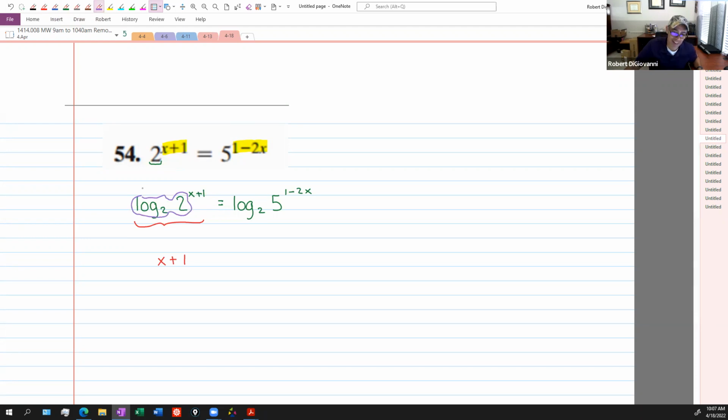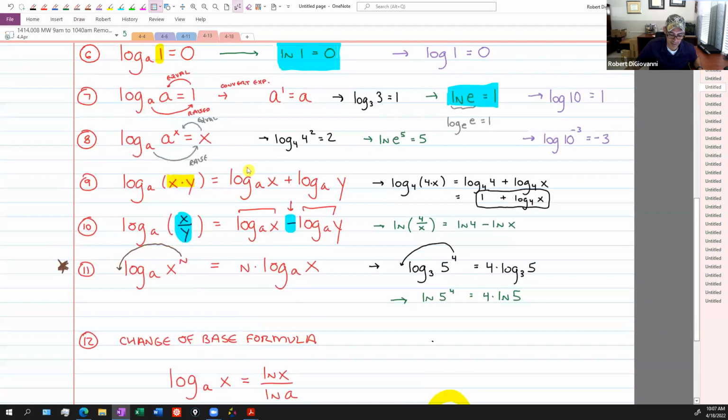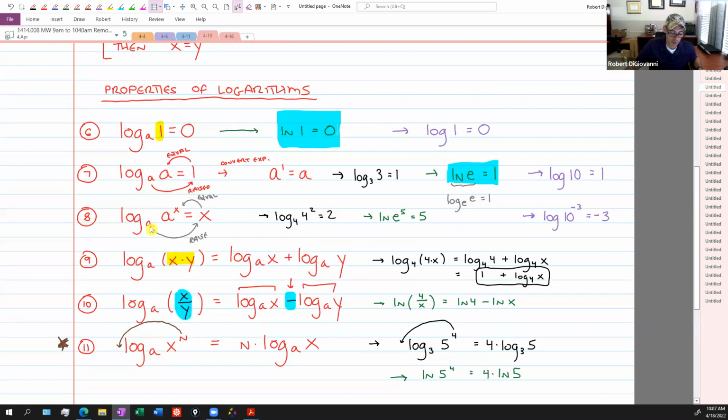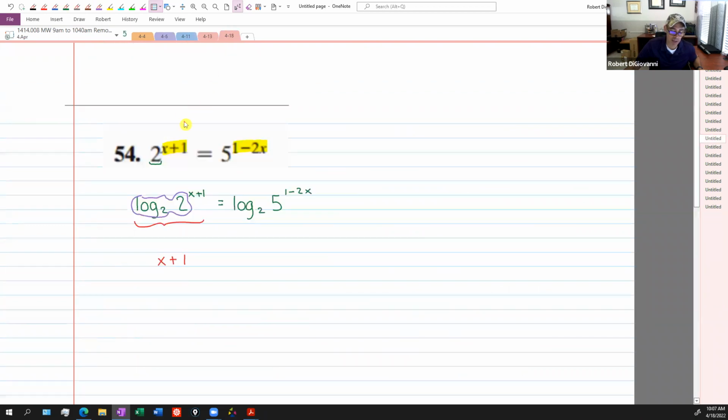Now, why do they wipe each other out? Because of property 8. If you have the same number here and the same number here, if these two numbers are the same, then all that happens is the power just drops out. That's why I brought in the log base 2. I knew that when I put it together with the 2 to the x plus 1, they would kill each other off and just drop the x plus 1 out.